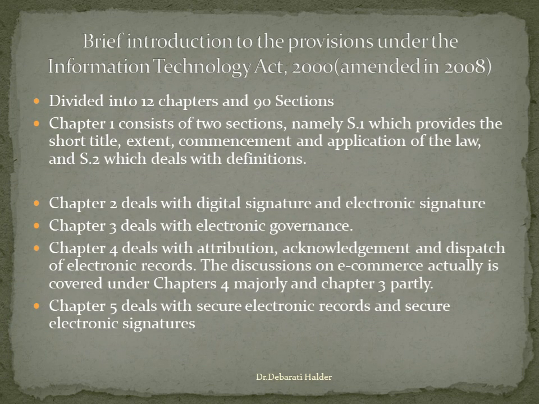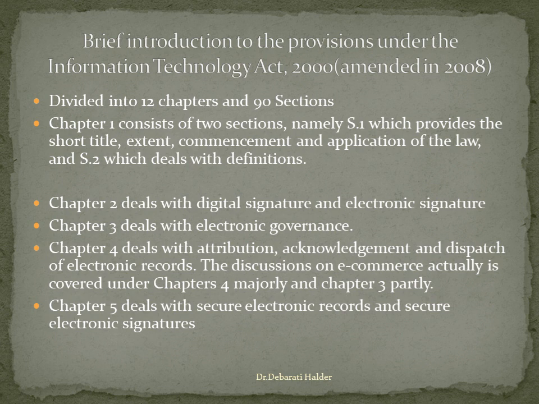Now let us discuss a brief introduction to the provisions under the Information Technology Act 2000 amended in 2008. This law is divided into 12 chapters and 90 sections. Chapter 1 consists of 2 sections, namely Section 1, which provides the short title, extent, commencement and application of the law. Section 2 deals with definitions.